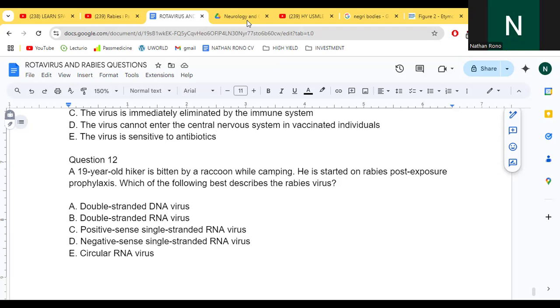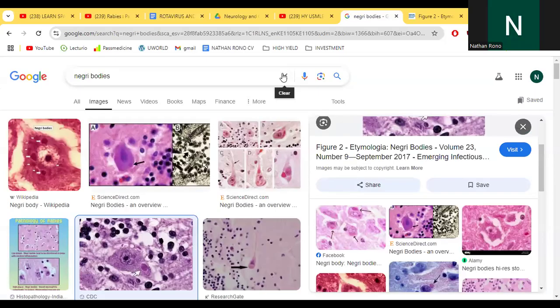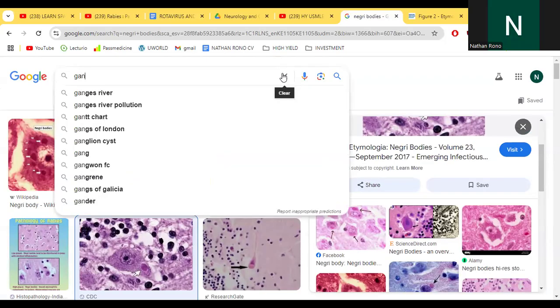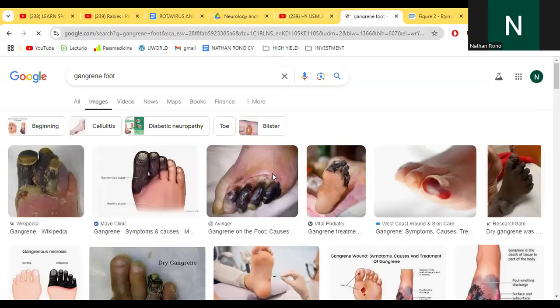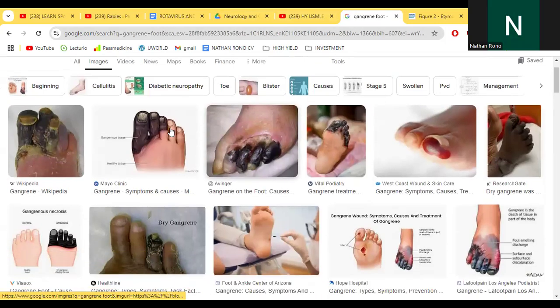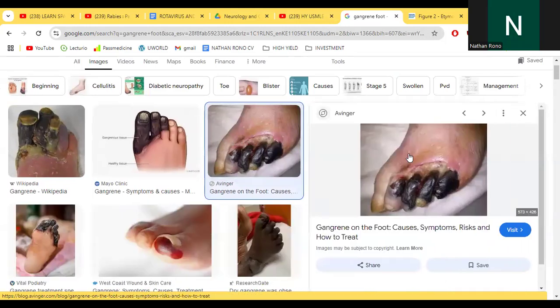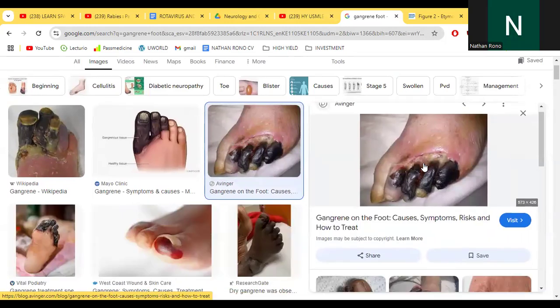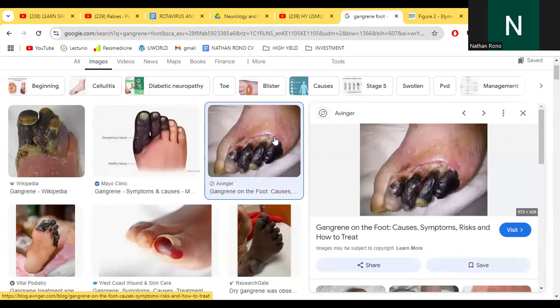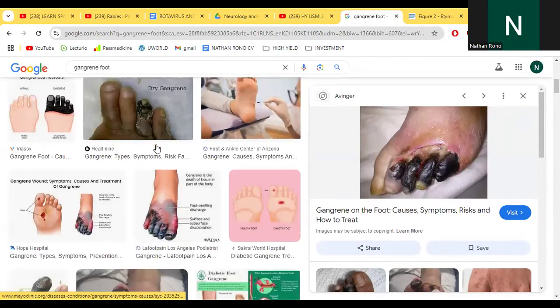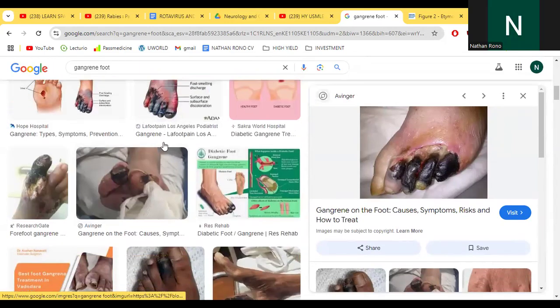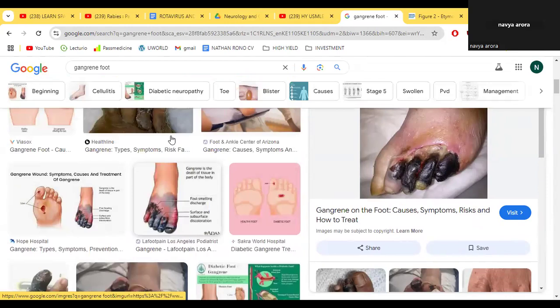For example, in snake bites or certain bacterial infections where you get necrosis, it's called gangrene. Let me show you a foot. If you see a foot like this, we amputate it because it's no longer living. But for rabies, no, we don't. Okay. Thank you. Any other question?